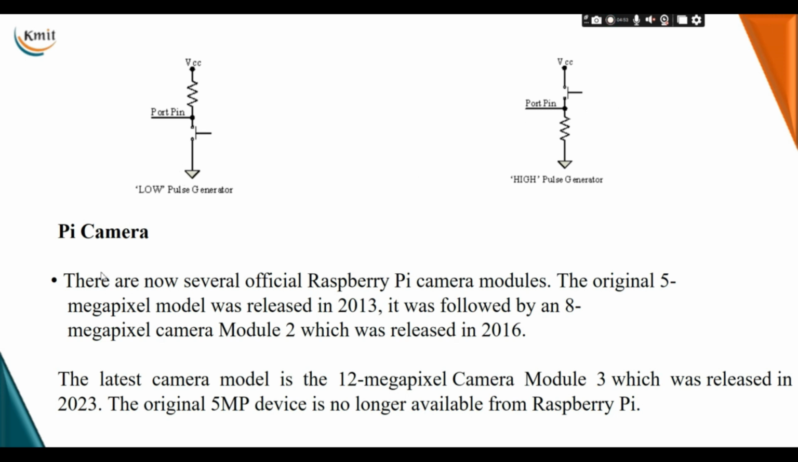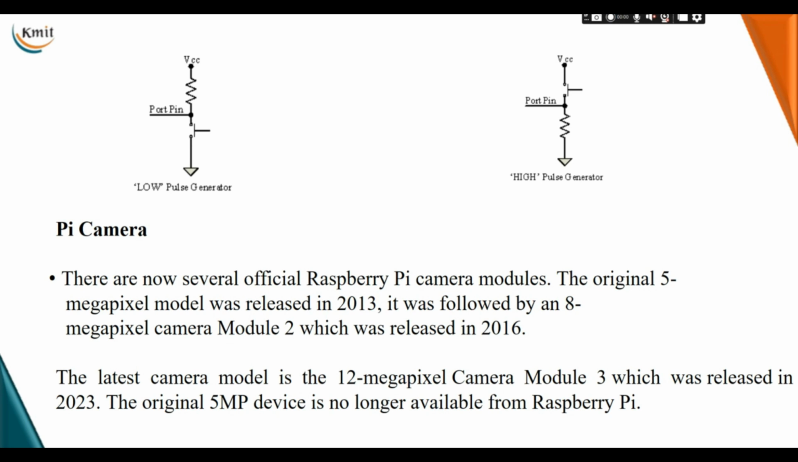Next actuator is Pi camera. There are now several official Raspberry Pi camera modules. The original 5 megapixel module was released in 2013. It was followed by an 8 megapixel camera module 2 which was released in 2016. The latest camera module is the 12 megapixel camera module 3 which was released in 2023. The original 5MP device is no longer available for Raspberry Pi.